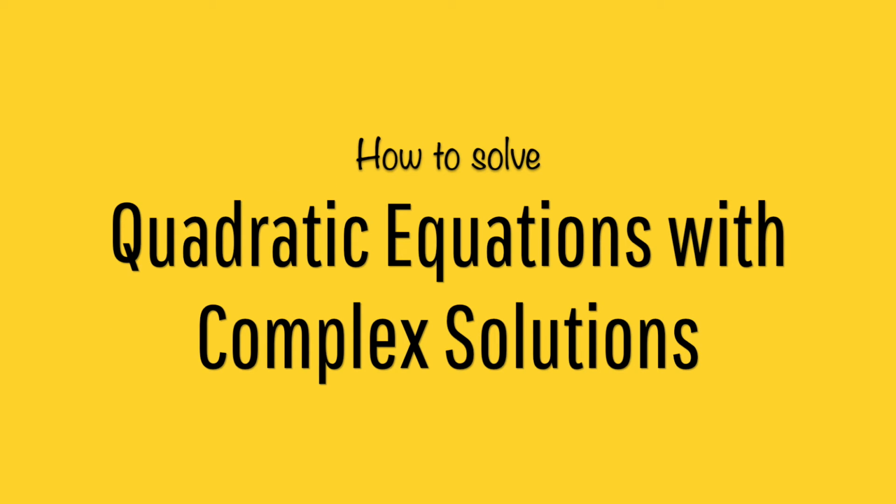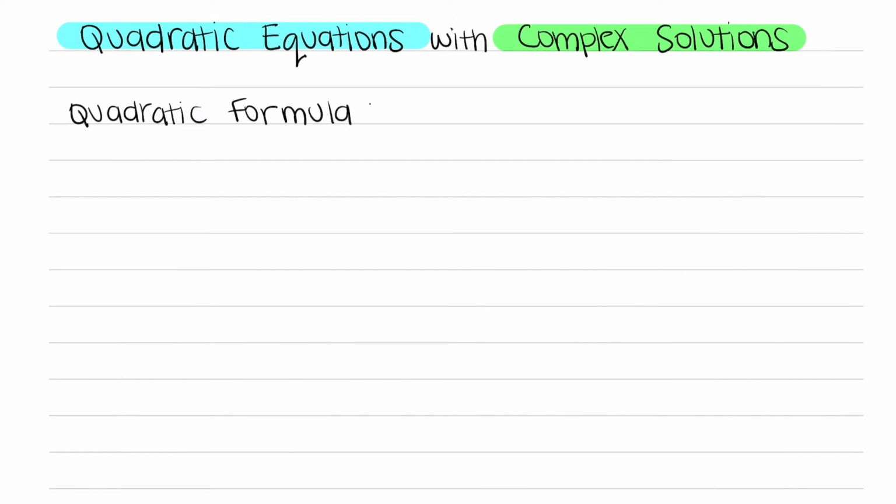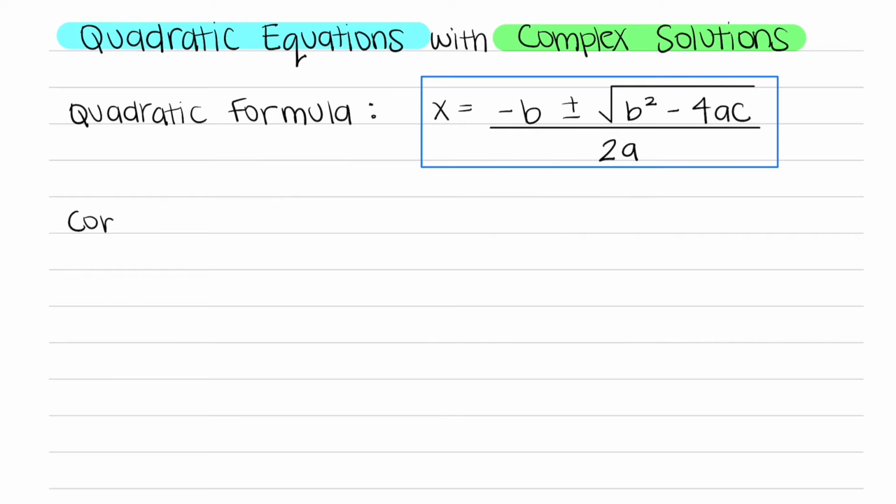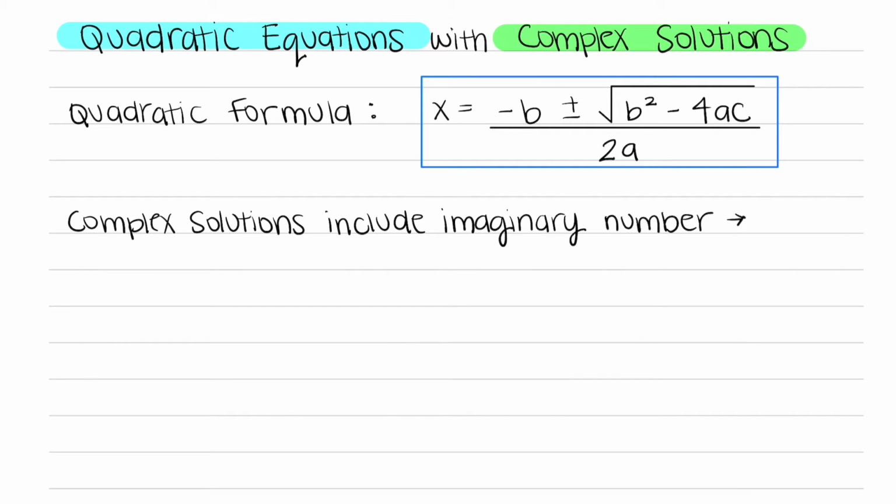In this video, I'm going to show you how to solve quadratic equations with complex solutions. So the quadratic formula is known as x equals negative b plus or minus the square root of b squared minus 4ac all over 2a. And a complex solution is a solution that includes imaginary numbers.